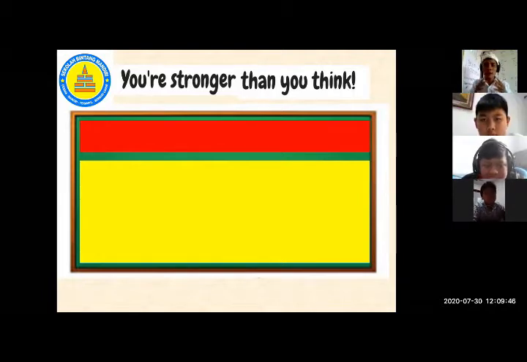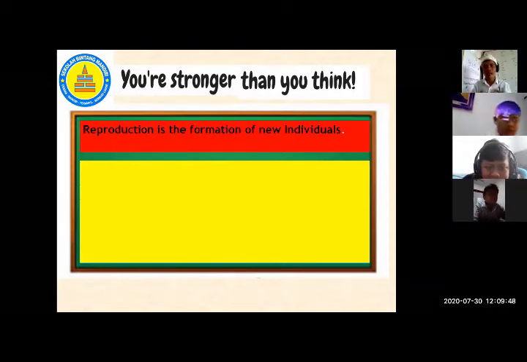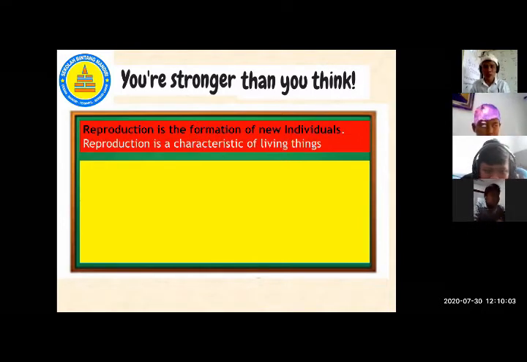So what is reproduction? Kita review dulu ya. Reproduction is the formation of new individuals. Pembentukan individu baru. Okay, that is what reproduction is. Number two, reproduction is a characteristic of living things. So living things can reproduce, but unliving things cannot reproduce.